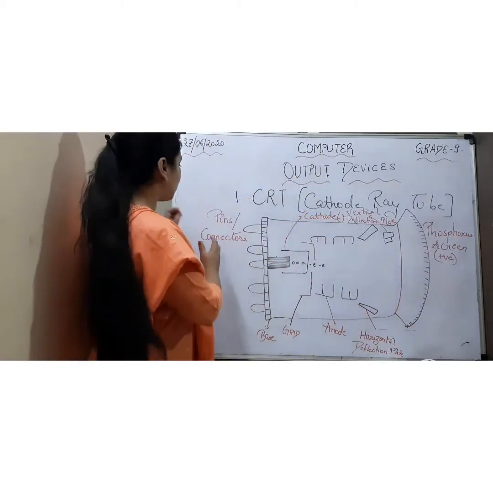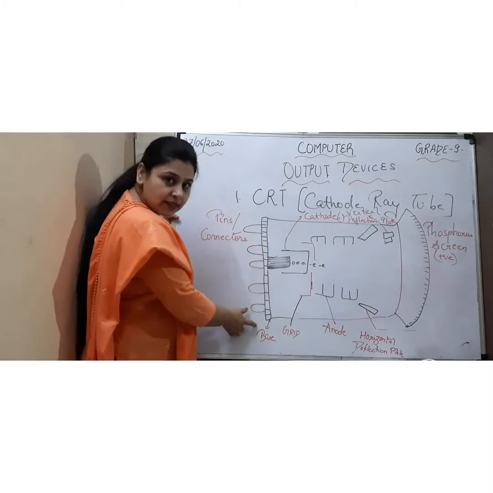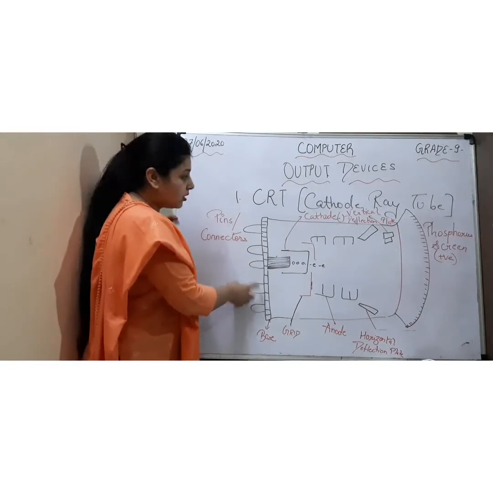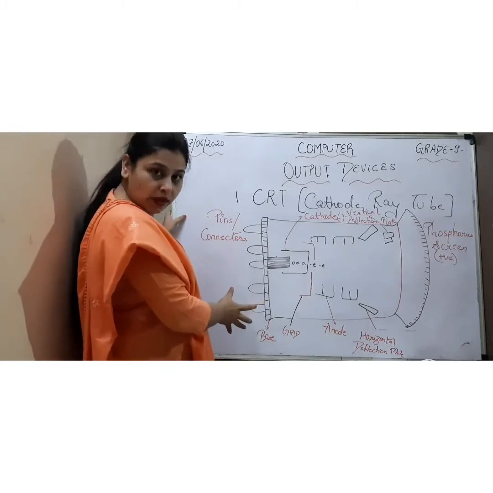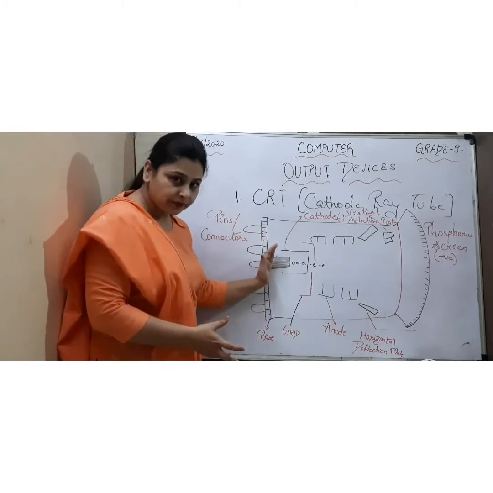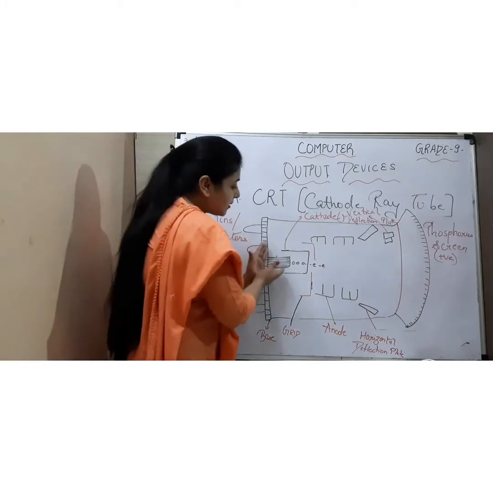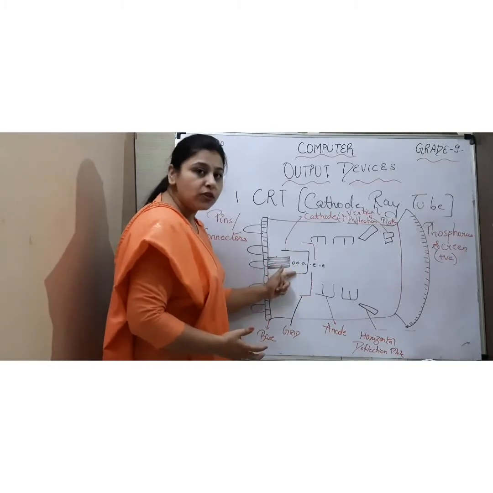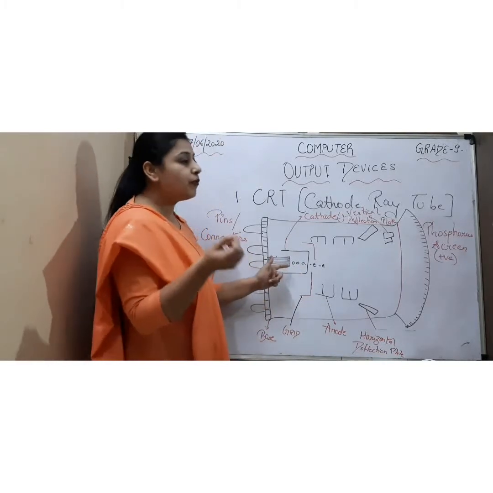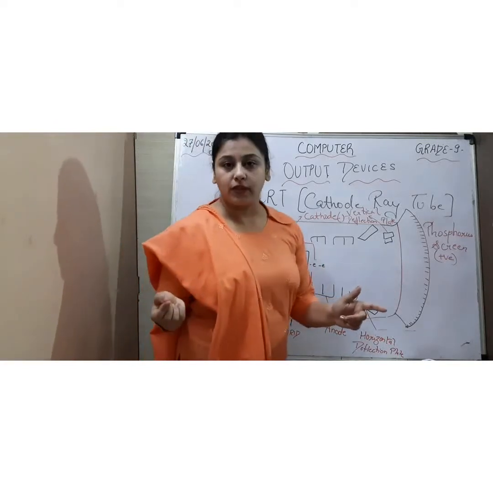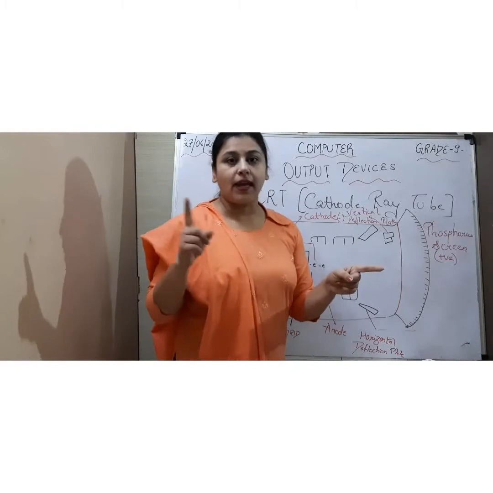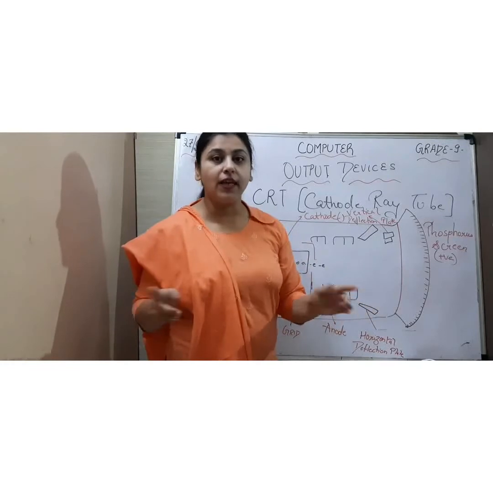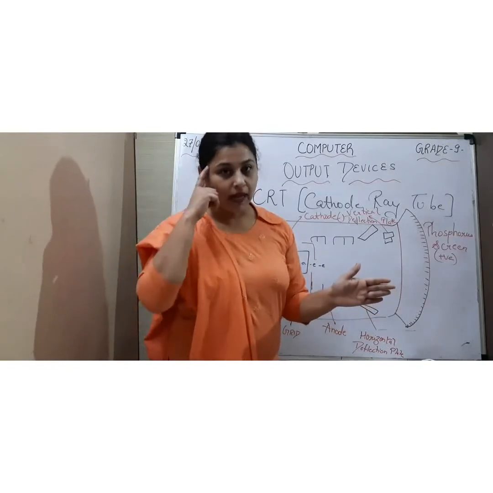Now start from here. See, these are pins or connectors. They are used to connect to this cathode ray tube, the screen, so that you can supply electricity. Now there is a supply of electricity. Here there is a cathode. A cathode is always negatively charged. I hope you remember that there is one property of electrons: positive and negative attract each other, and negative-negative or positive-positive repel each other. Keep that in your mind.